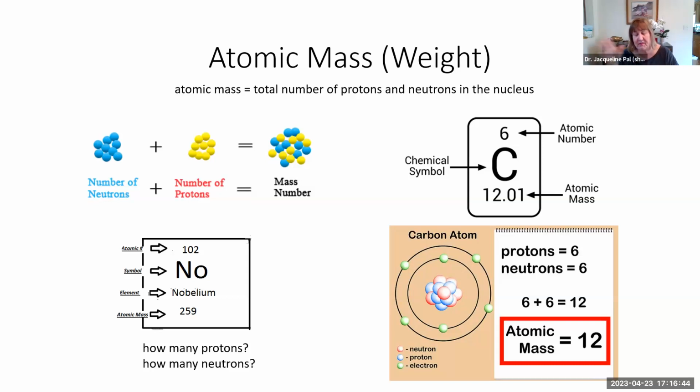I'm not going to ask you to draw them among the shells because, like I said, we're only going up to 18 electrons, and nobelium has a lot more than that.